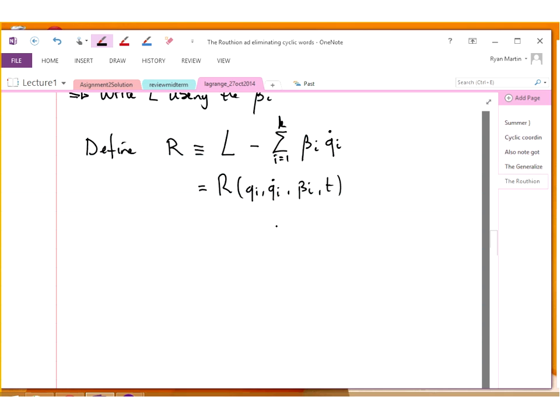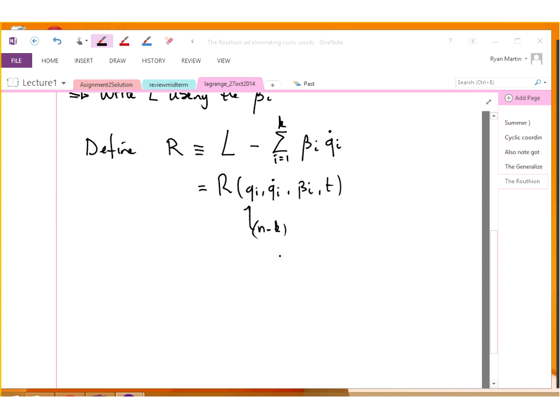So the qi's, there's n minus k of them. And then there's k of these beta i's. And the qi dots that are here, similarly, there are n minus k of them.